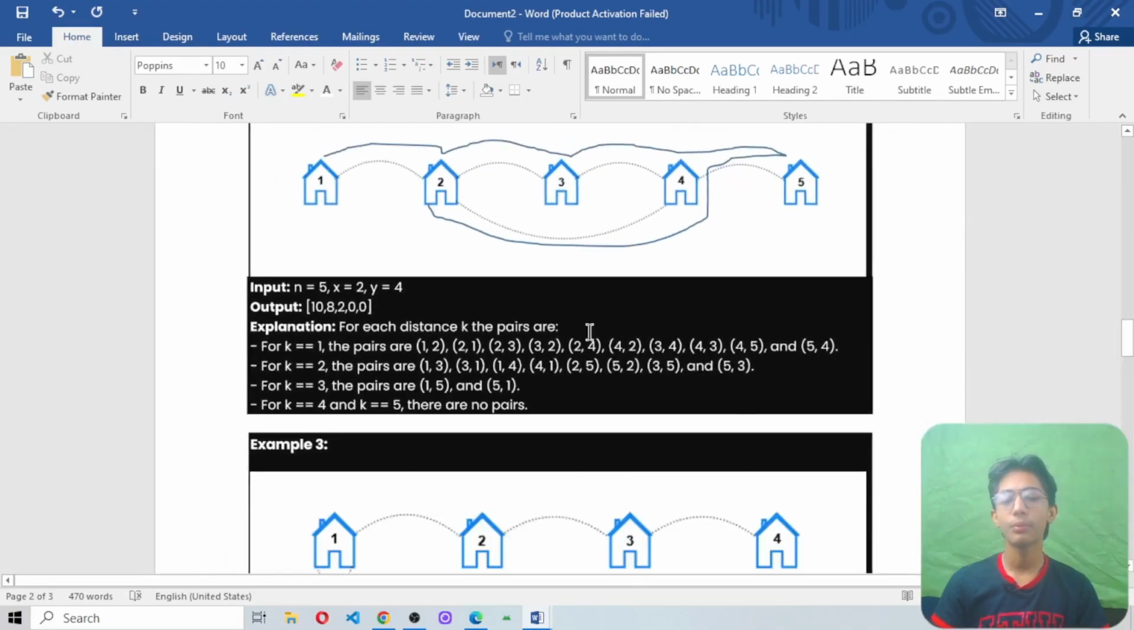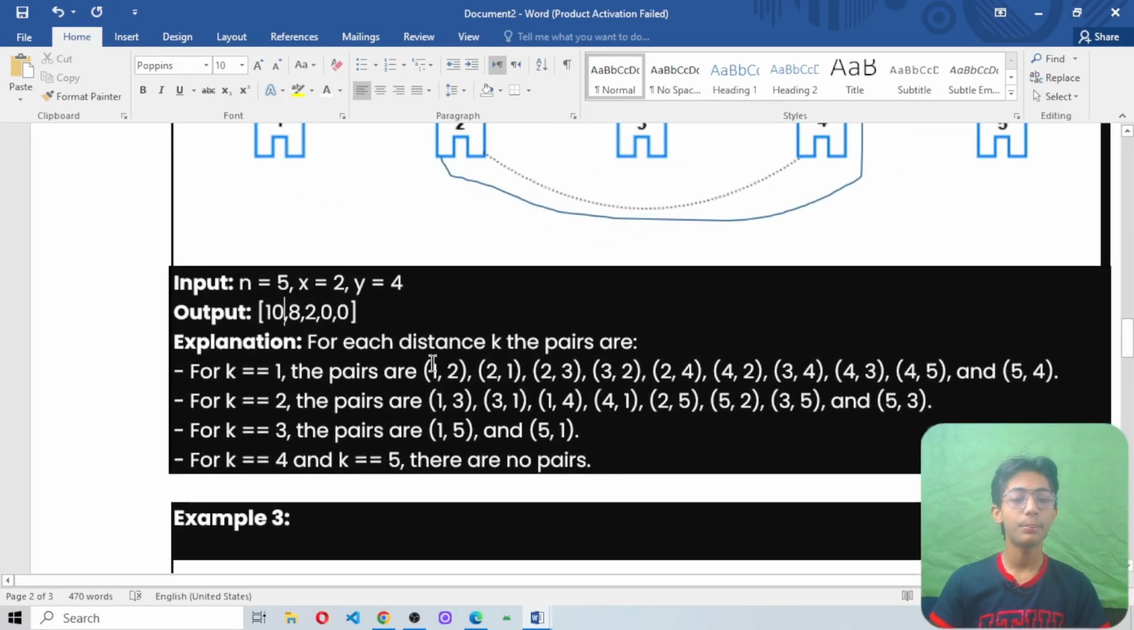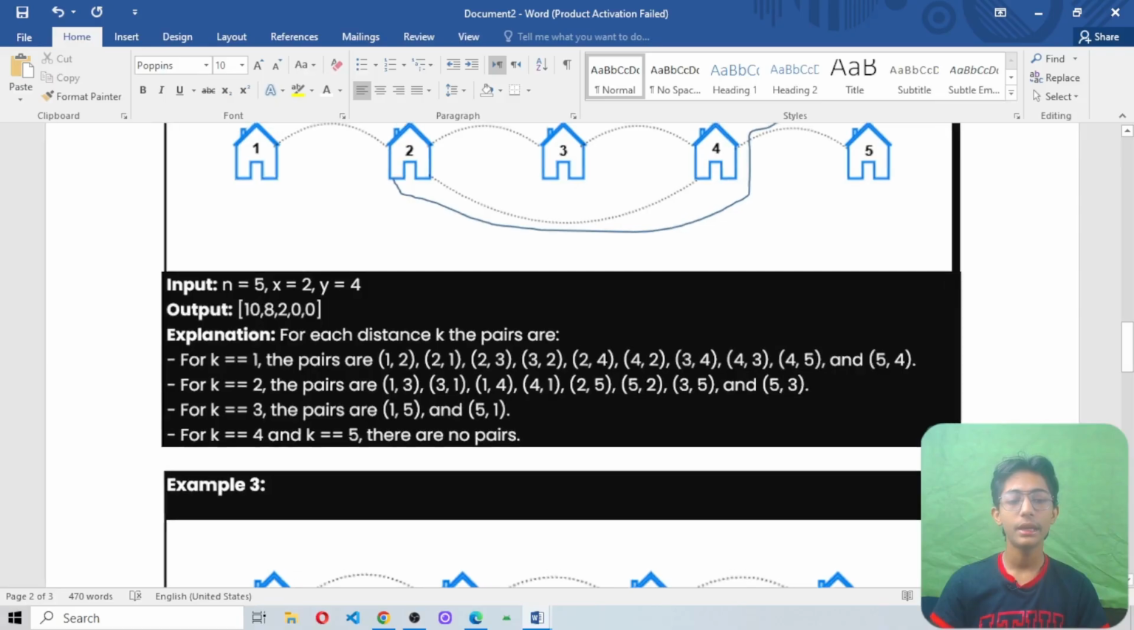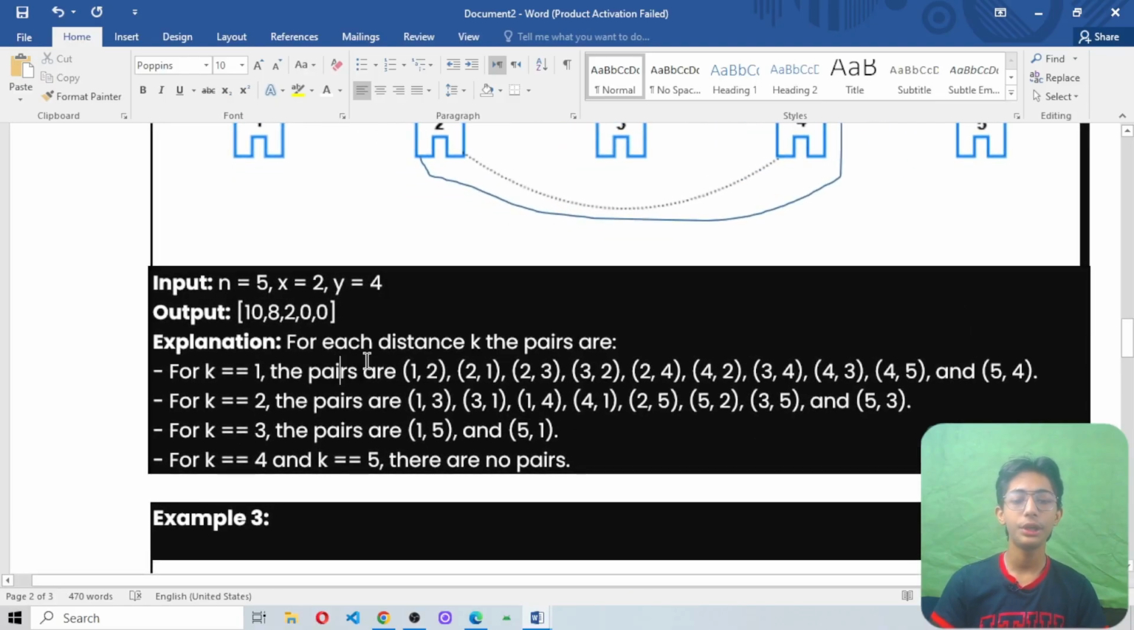Why? Because for each distance, like for k equals 1, the pairs are 1 2, 2 1, 2 3, 3 2, 2 4, 4 2, 3 4, 4 3, and 4 5, 5 4.